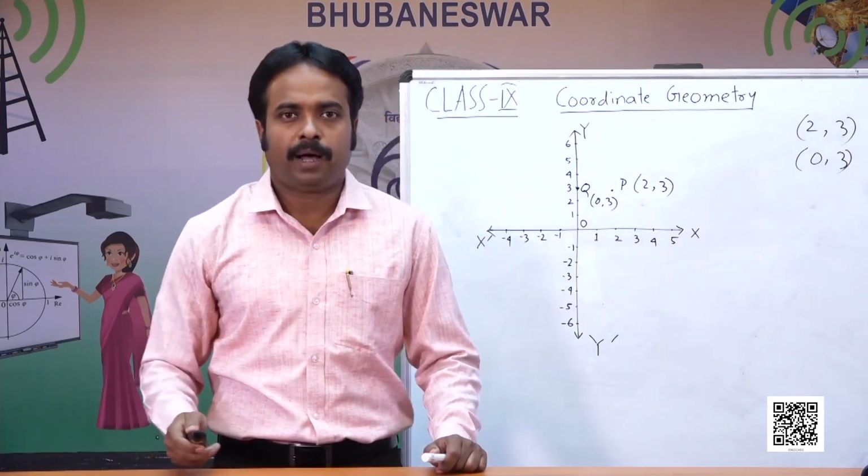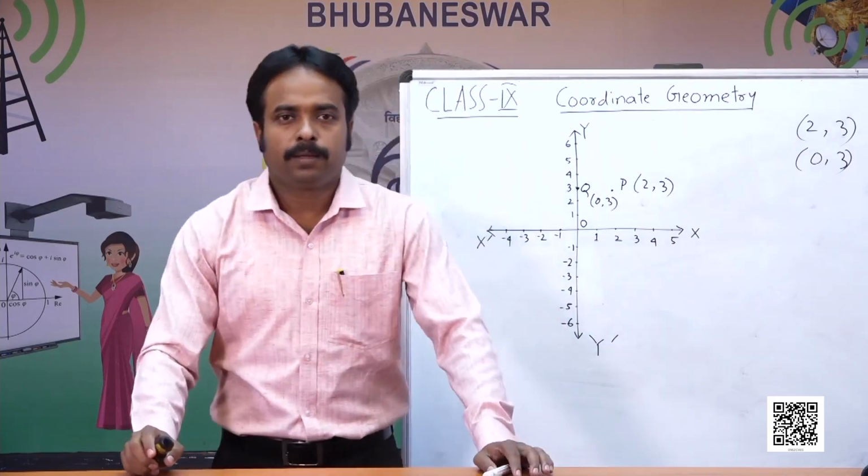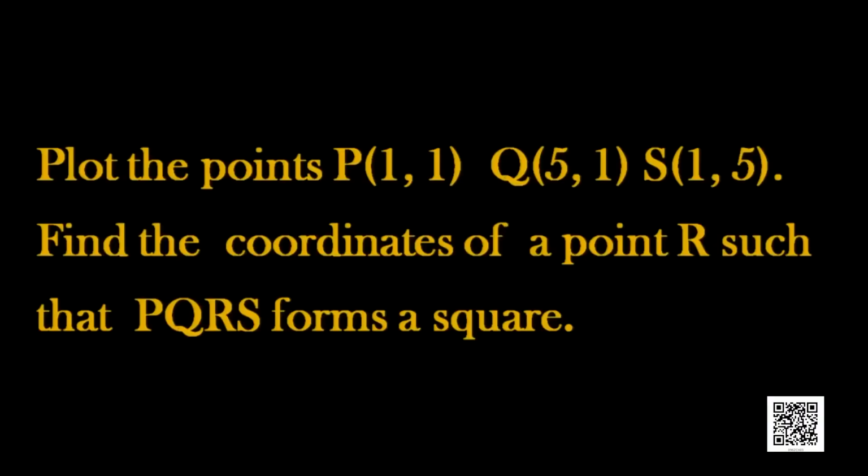Now let us start a problem. Plot the points P (1, 1), Q (5, 1), S (1, 5). Find the coordinates of a point R such that PQRS forms a square. So we want to plot the points P, Q, S first. Then we have to find a particular point R such that PQRS will form a square. Let us see how we can do it.